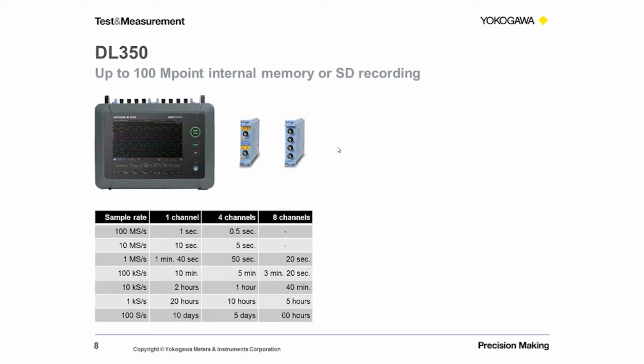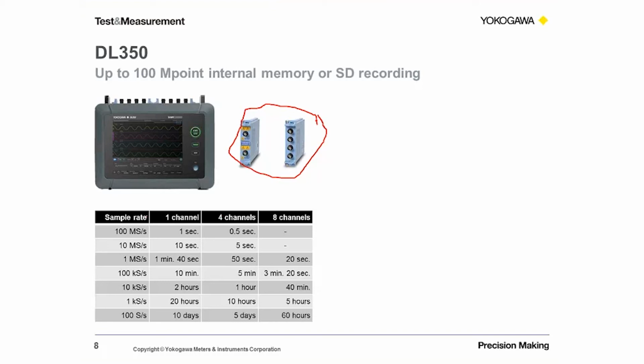So as we can see here, in this case, we have the ability to install 2 modules within the DL350, and with a 4-channel module in both slots, it means that we can have 8 channels, and if you have a 2-channel 100 megasample per second module in both slots, it means we can have 4 channels of that. So in practice, with the 100 megapoint memory per slot in this case, we can sample at 100 megasamples per second, 4 channels for half a second.